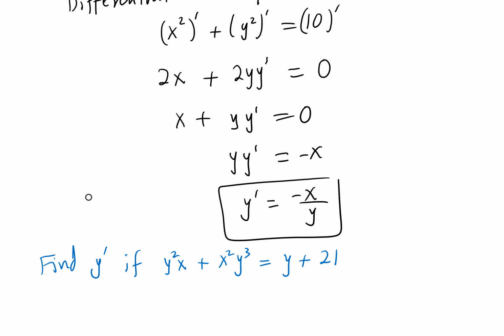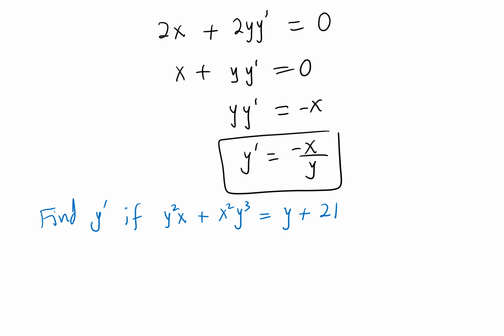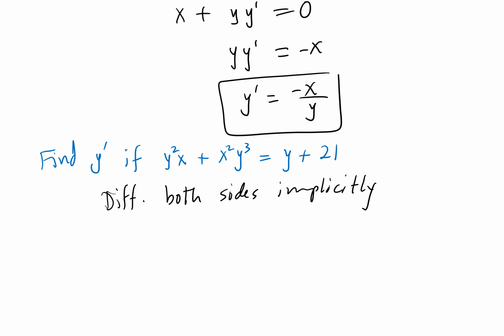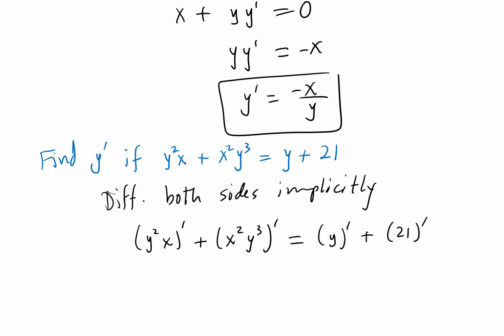Now look at this equation. It's almost impossible to solve for y. That's why, to find y prime, we're going to differentiate both sides implicitly. So we rewrite it like so: derivative of the first one, derivative of the second one, derivative of this one, and derivative of this one.